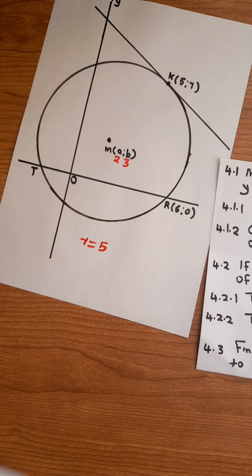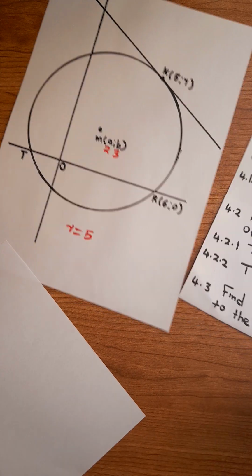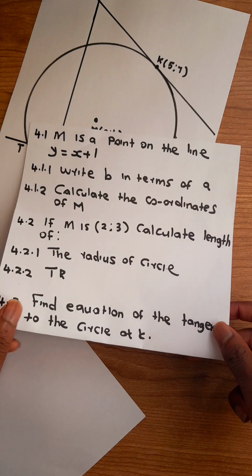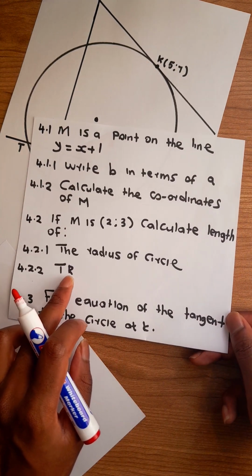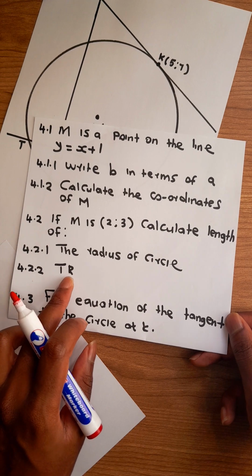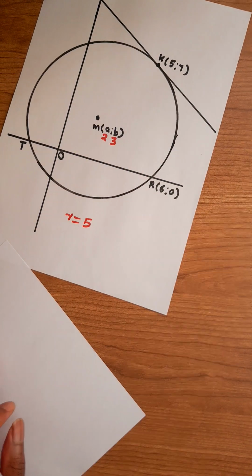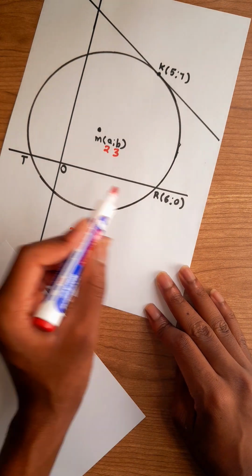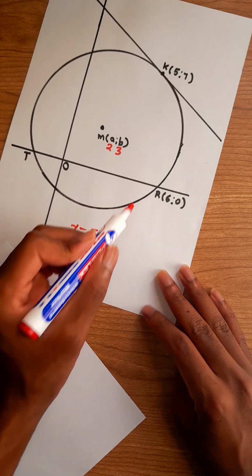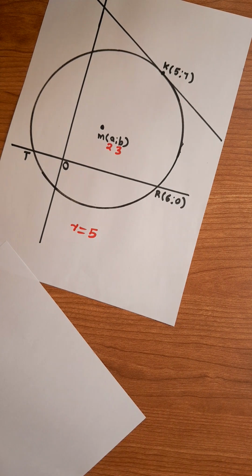All right. Now let's look at the next question. The next question says, we need to calculate TR, right? We need to calculate TR. Which one is TR? Oh, I now see. This is TR, ladies and gentlemen. This is TR. I want us to construct something.